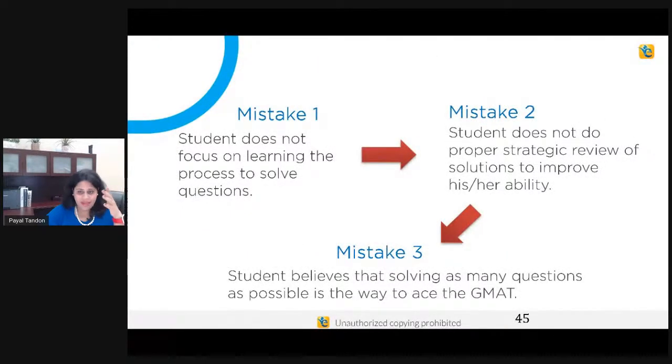So again, same thing applies to quant. Any thoughts about this right now? What do you think about application of these mistakes on quant questions?